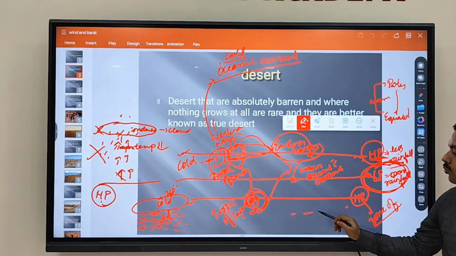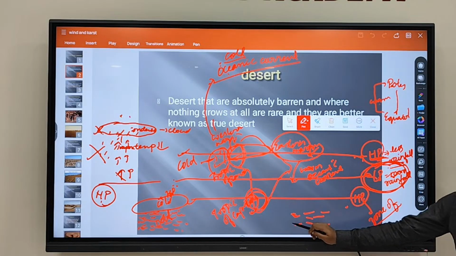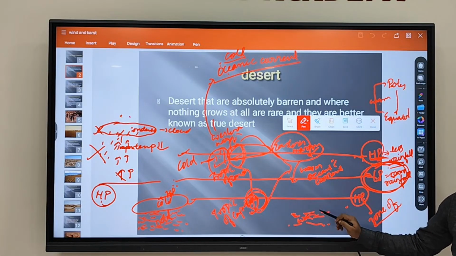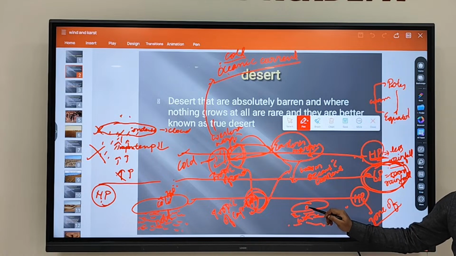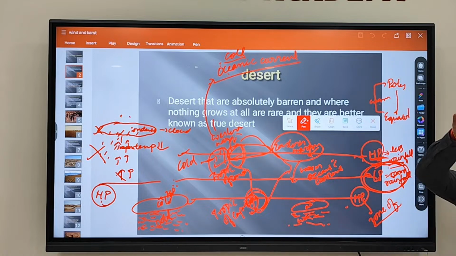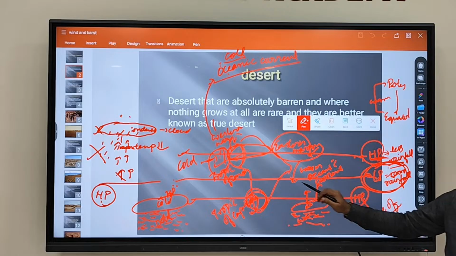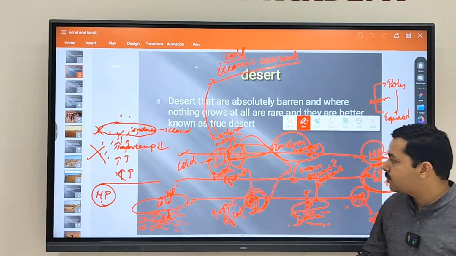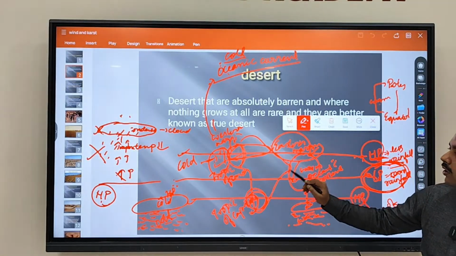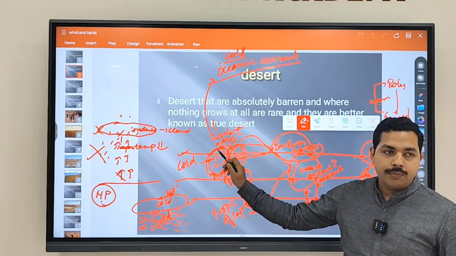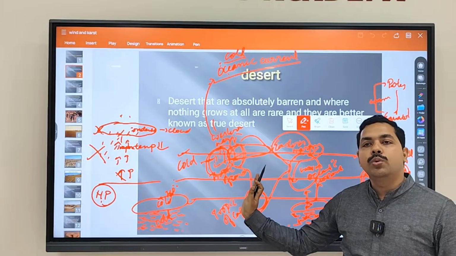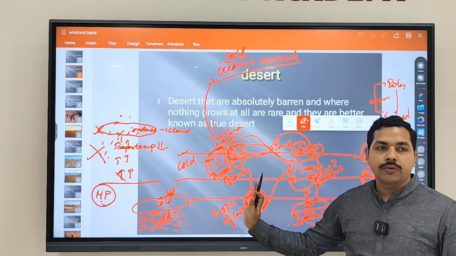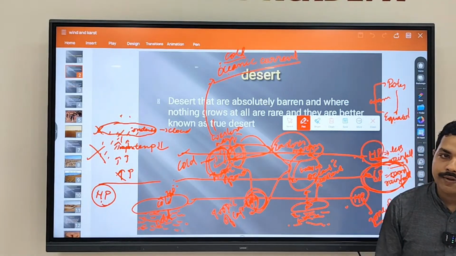But when water is warm, what will happen? Air will also become warm. When air becomes warm, air is going to what? Expand. When air is going to expand, what will happen? You'll see nothing but rainfall will happen. So that's why this side will receive rainfall, but this side will not receive much rainfall. So that's why more deserts are lying on the western side.